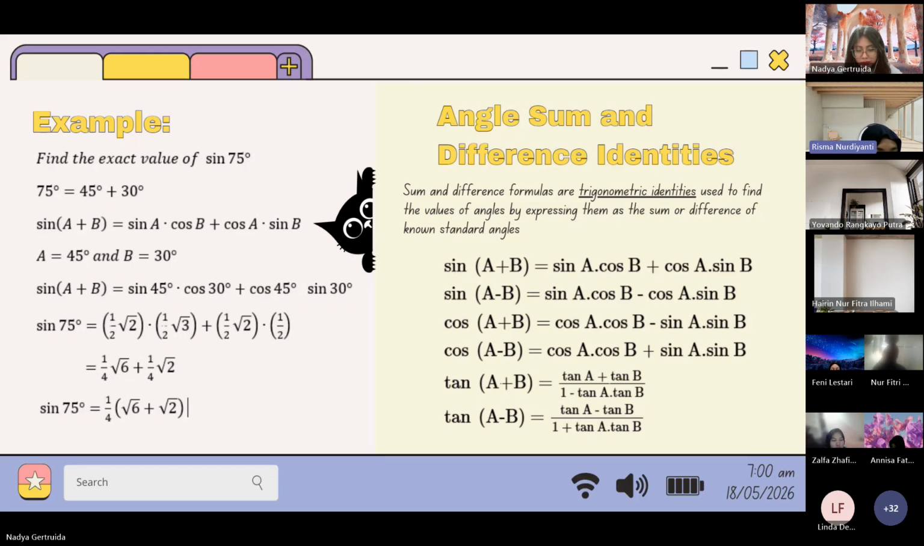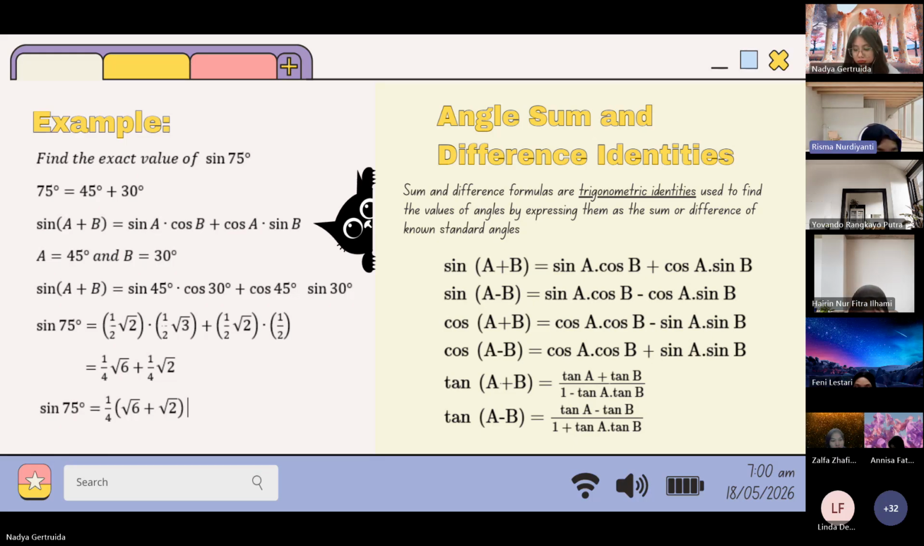Sine of A plus B equals sine of 45 degrees times cosine of 30 degrees plus cosine of 45 degrees times sine of 30 degrees.